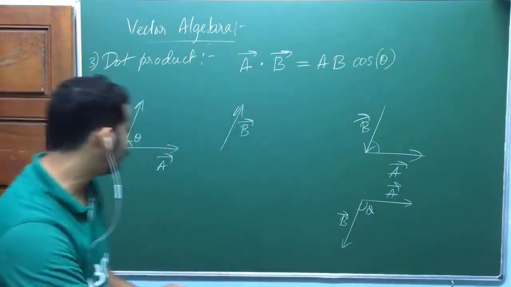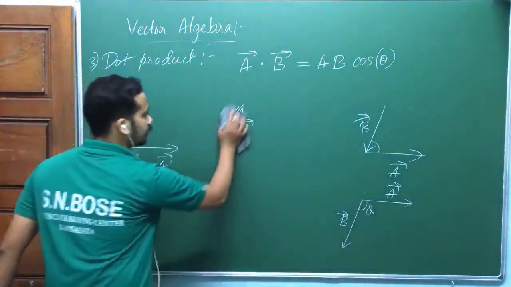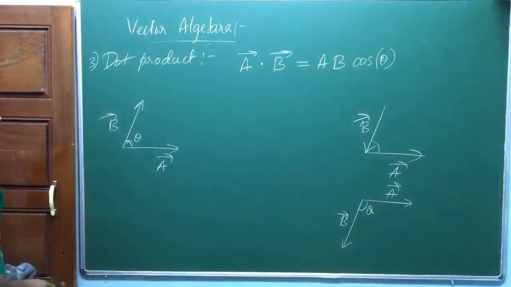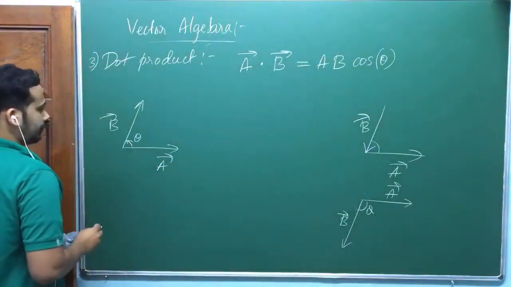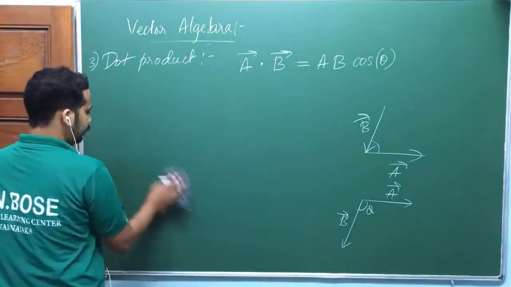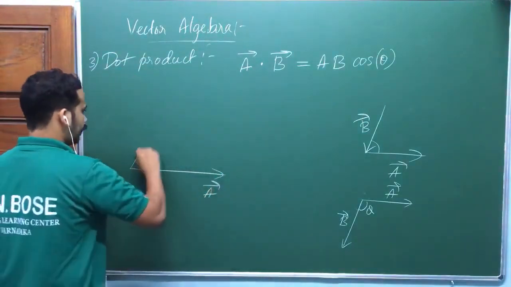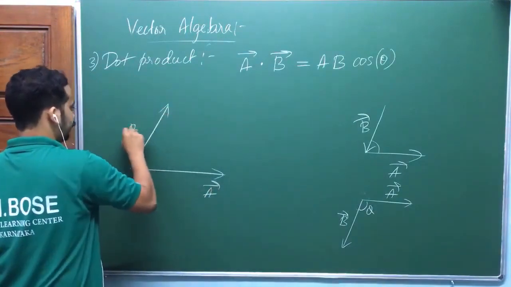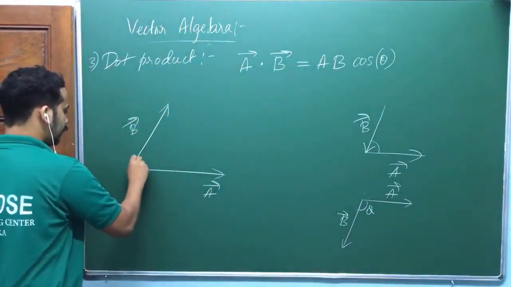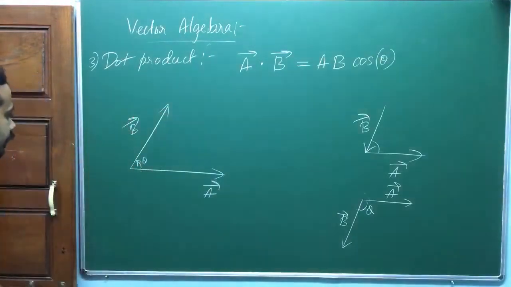Okay. Now we shall see what it means geometrically. So I have vector A here. I have vector B here. Is that okay? Angle theta is between them. Is that okay?